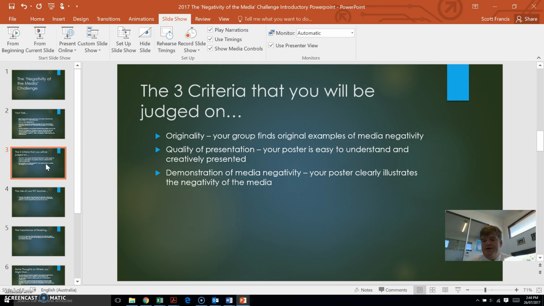There are 3 criteria that we're going to judge each of the senior and junior posters on. The first is originality. So you've got to find some original examples of media negativity. You can't just copy something from somewhere else. It's got to be an easy to understand and creatively presented poster, and it's got to clearly illustrate the negativity of the media.